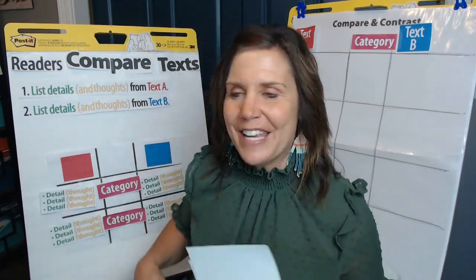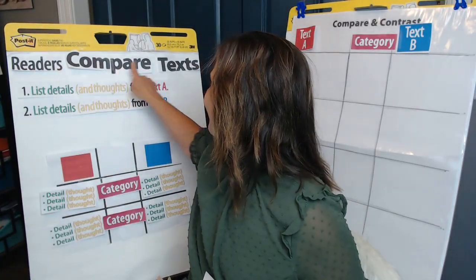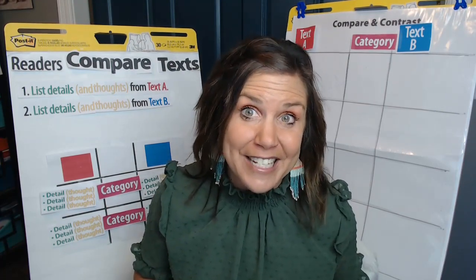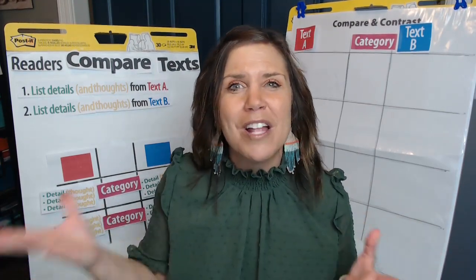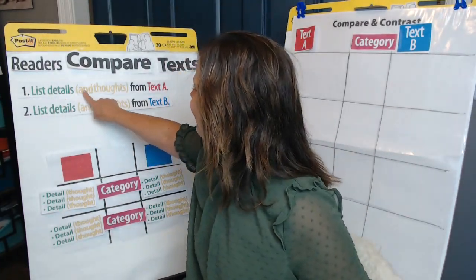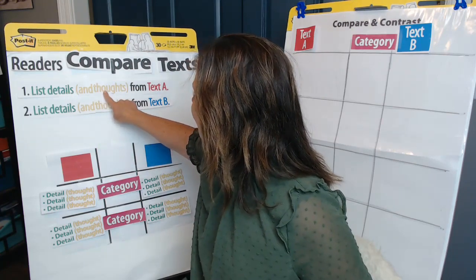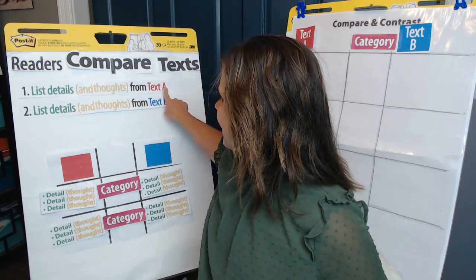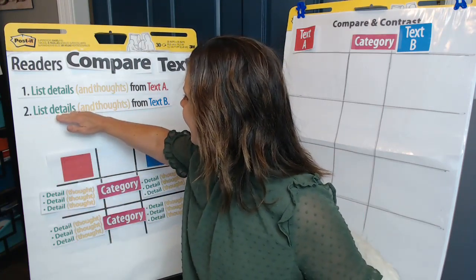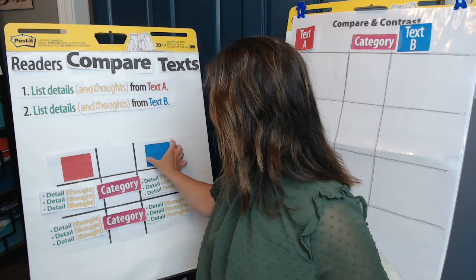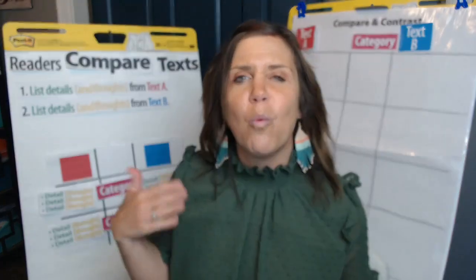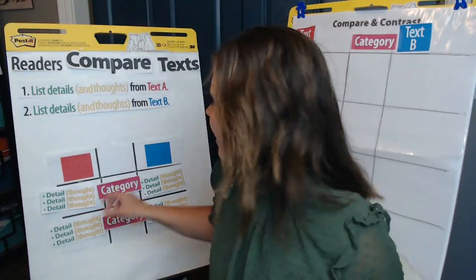In our previous lesson, we talked about how readers compare text. They look at two different texts, or in our case, last time, topics, and they look to see what's the same and what's different. And the first thing you do is list all the reading voice details and thinking voice details from the first text A, and that goes on one side of our T-chart. And then we list all the details and thoughts from text B on this side of the T-chart. And the categories down the middle help us to know what kinds of details that we're looking for, those categories in pink.